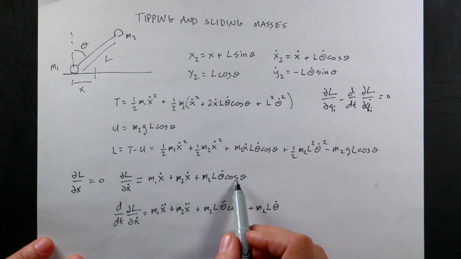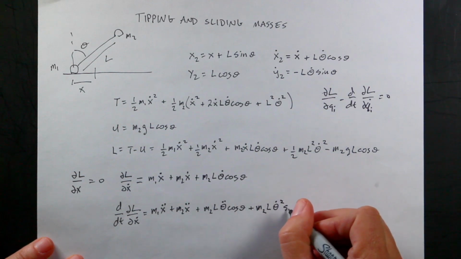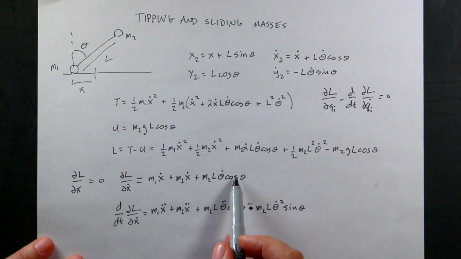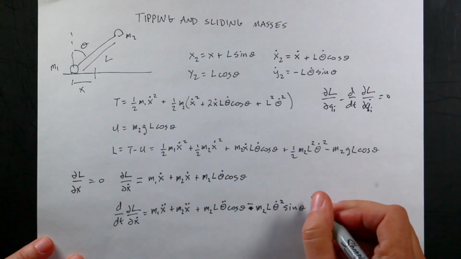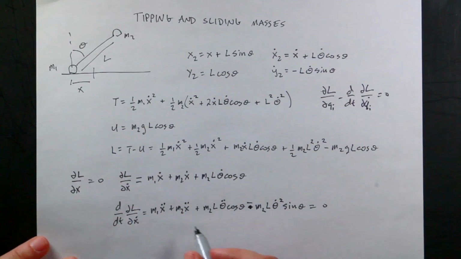Now when I take the derivative of cosine of theta in here, I'm going to get another theta dot. So this is theta dot squared, and that's sine theta, but that's minus. The derivative of cosine theta is minus sine. Okay, so that's that. And this is all equal to 0 because the partial of L with respect to x is 0. So now I want to solve this for x double dot.